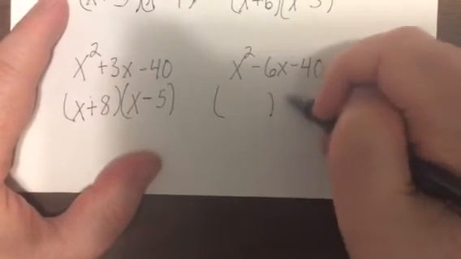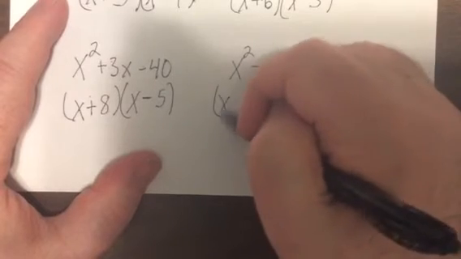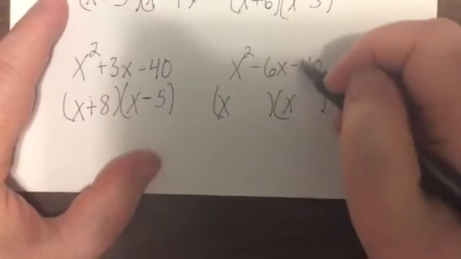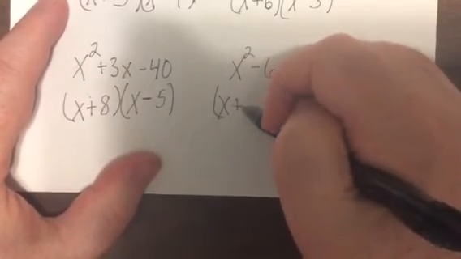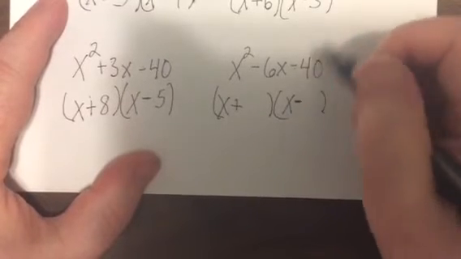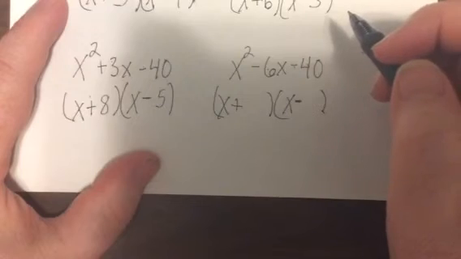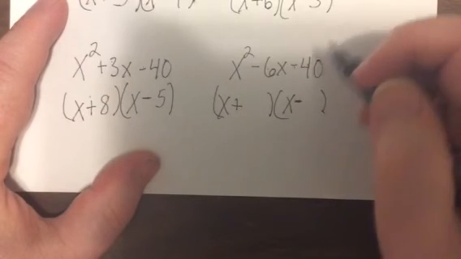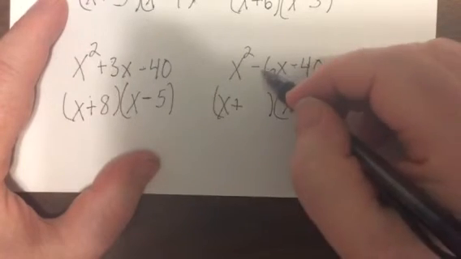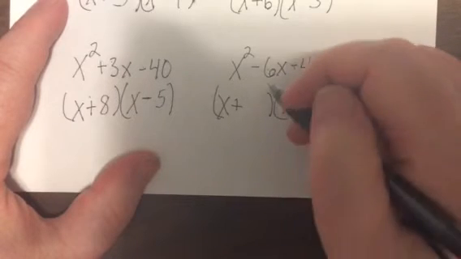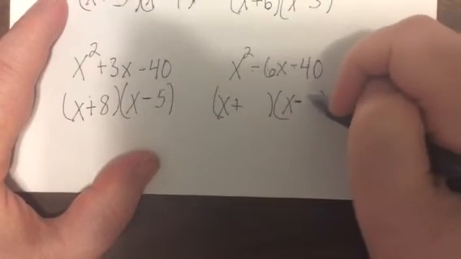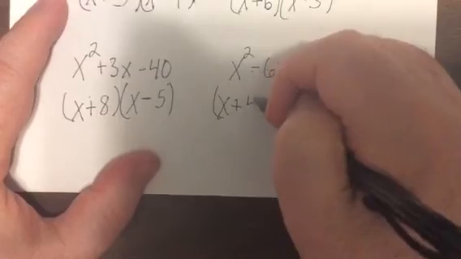So let's say we got x squared minus 6x minus 40. So x squared is x and x. Last term's minus, so it'd be plus minus. And the factors of 40 that subtract to give you 6 are 10 and 4. 10 times 4 is 40. 10 minus 4 is 6. So the largest one has to go with the middle sign, so it's 10 and 4.